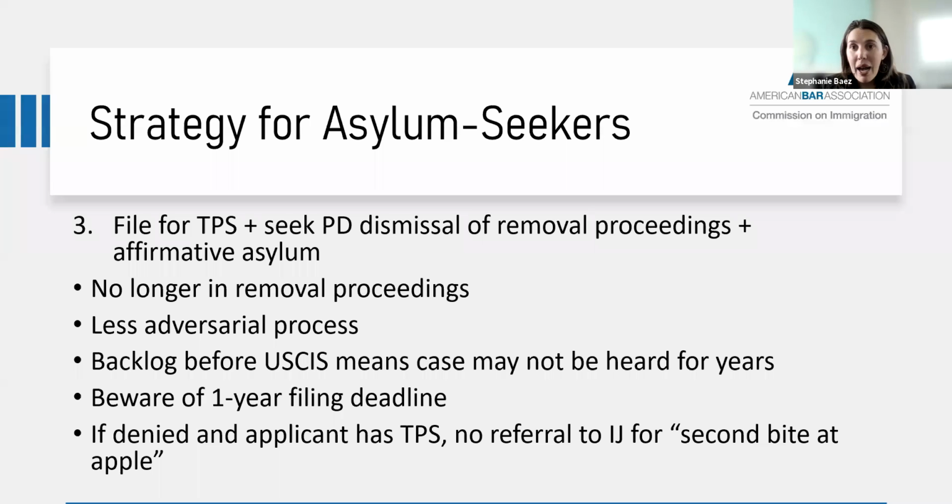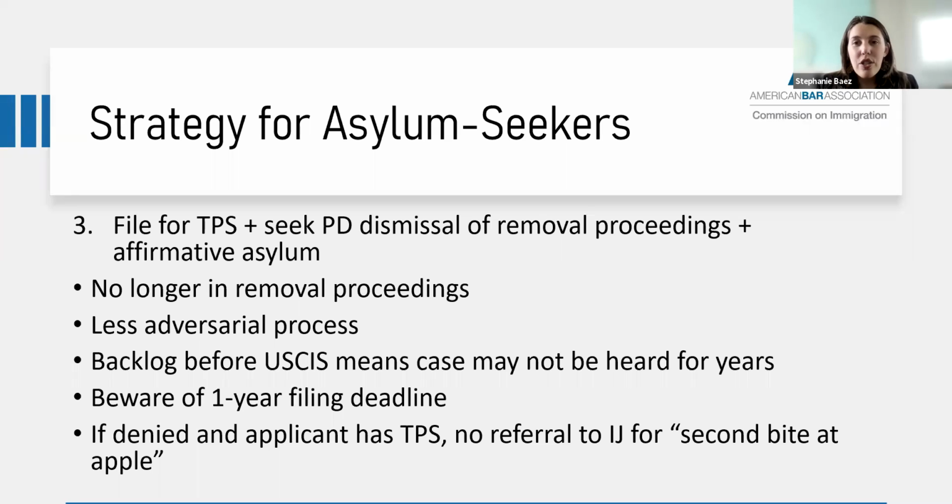There can be a long backlog before USCIS. It is possible that the asylum case wouldn't be heard for years. And the other thing to keep in mind with this is that if the applicant has TPS and their case is denied before the asylum office, then they don't get referred to the immigration judge for that so-called second bite at the apple. The case is just closed at that point, and all they would have is TPS, and if TPS expires, then they don't have any other relief available to them.